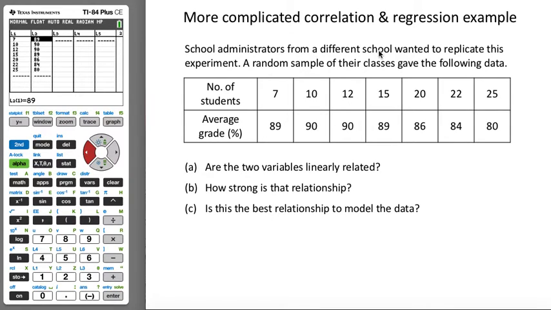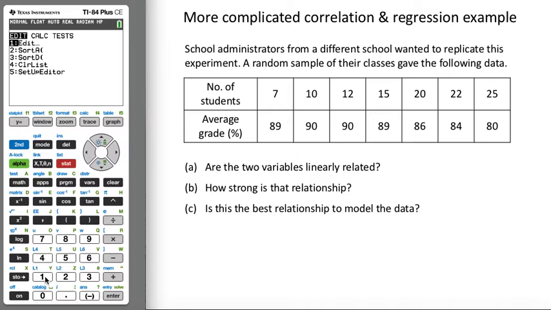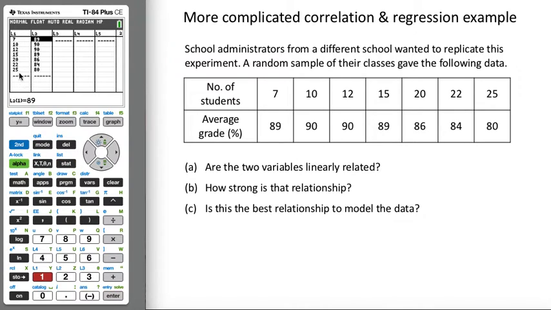So here's a new scenario, or the same scenario but with different variables. Another school wanted to see if the number of students in the class and the grades were correlated. So here's the sample of data they got. Let's see if they're linearly related. We press Stat, Edit, and we enter the list. You can see the list is this list here.